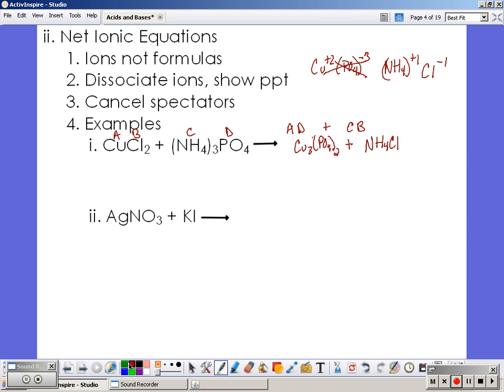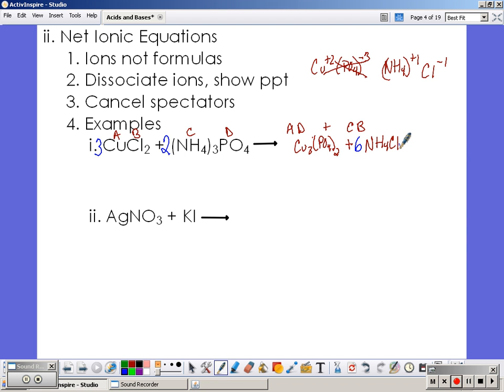Then I would need to balance. I like to balance using the polyatomics first. So I have 1 PO4, 2 PO4s. So I'm going to multiply by 2. 6 NH4s, 1 NH4, so I'll multiply by 6. Now I can look at my copper and chlorine. I have 3 coppers, 1 copper, so I multiply by 3. That gives me 6 chlorines and 6 chlorines, so we're balanced.